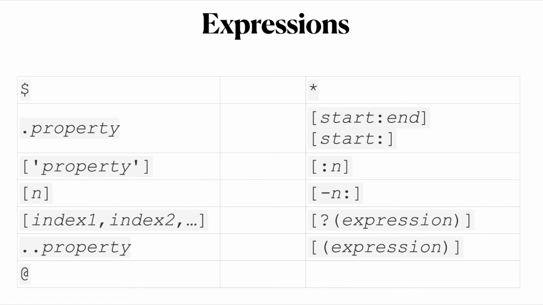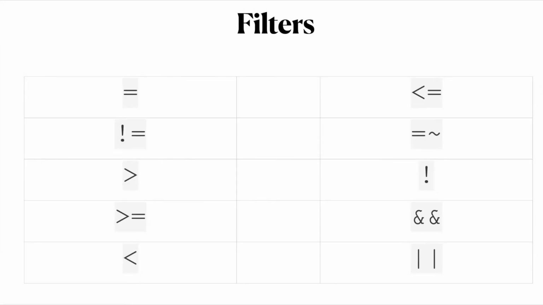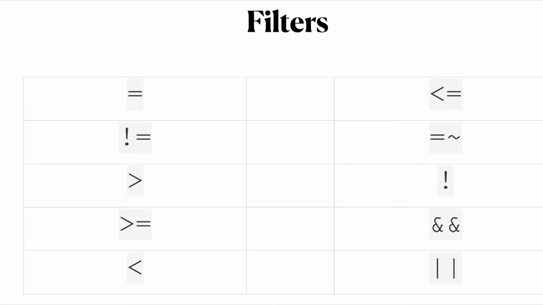Now we will discuss filters. Filters are the operations that we can use on the JSON path inside our script expression or the filter expression, that is question mark and the parenthesis. These are the filters we can use on a JSON path script expression. We have equals to, not equal, greater than or equal to, less than or equal to, negate, logical and, logical or, and a tilde symbol, which is for matching a JavaScript regular expression. We will discuss these in detail now.